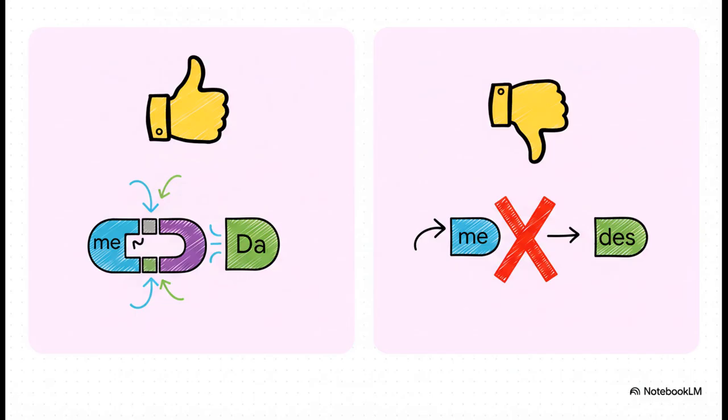Now hold on, there's one little twist you gotta watch out for, and it's with commands. With a positive command, we just saw the pronoun gets attached, dame. But look what happens when we make it negative. For don't give me, the pronoun suddenly jumps to the front, no me des. It's a small change, but it's absolutely crucial.